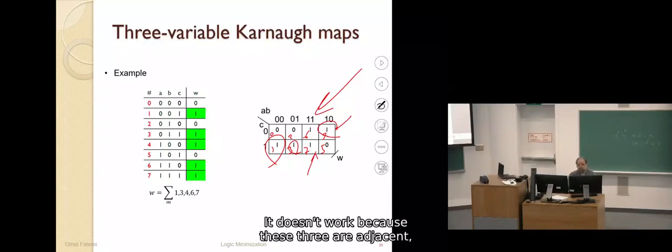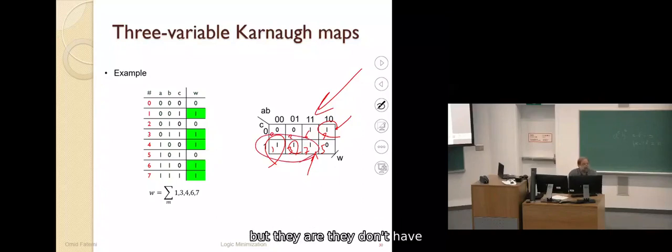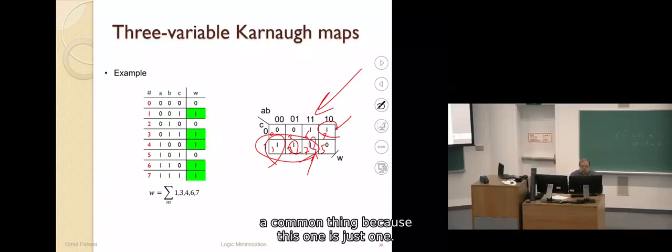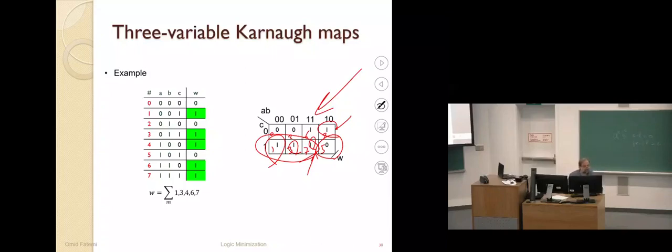It doesn't work, because these 3, they are adjacent, but they don't have a common thing, because this one is just 1. If also 5 was there, then okay, we could select the 4 together. But we cannot select 3, because they don't have adjacent terms to get to each other. So only 1 and 3. Okay? This is this one. What else?